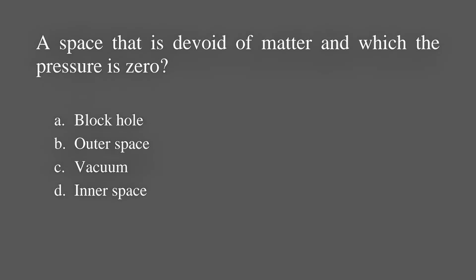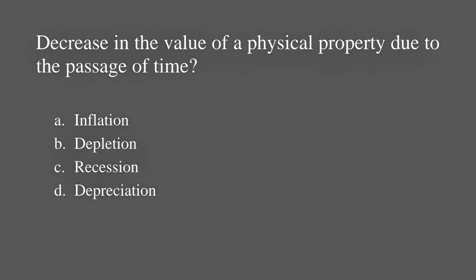Exponent. A space that is devoid of matter in which the pressure is zero. A. Black hole. B. Outer space. C. Vacuum. D. Inner space. The answer is letter B. Outer space. Decrease in the value of a physical property due to the passage of time. A. Inflation. B. Depletion. C. Recession. D. Depreciation. The answer is letter D.